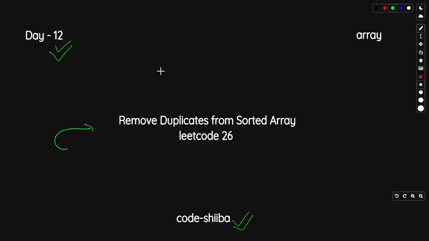The problem that we will be looking at is Remove Duplicates from Sorted Array, which is LeetCode problem number 26. So let's directly jump into the problem and see what it really is.